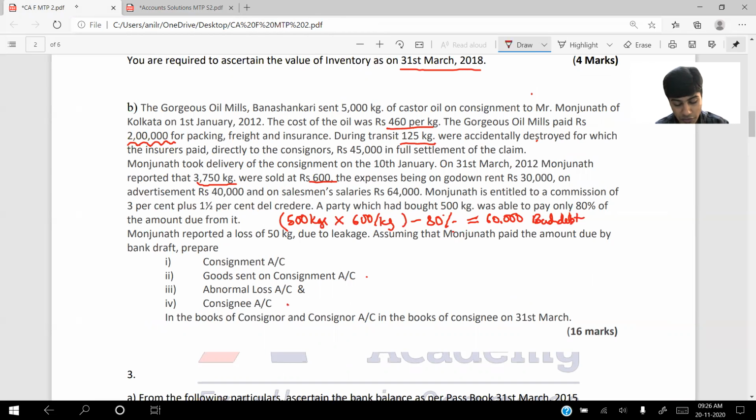Manjunath reported a loss of 50 kg due to leakage. 50 kgs is lost due to leakage. Non-selling expenses are not considered in this particular part. Like the abnormal loss calculation we did previously, similarly we have to compute our closing stock. How many kgs? 5,000 kgs we had. In that, 125 kgs are initially lost. Then 3,750 kgs are sold. So we'll be left with 1,125. In that also 50 kgs is lost due to leakage. So 1,075 kgs is the closing stock.